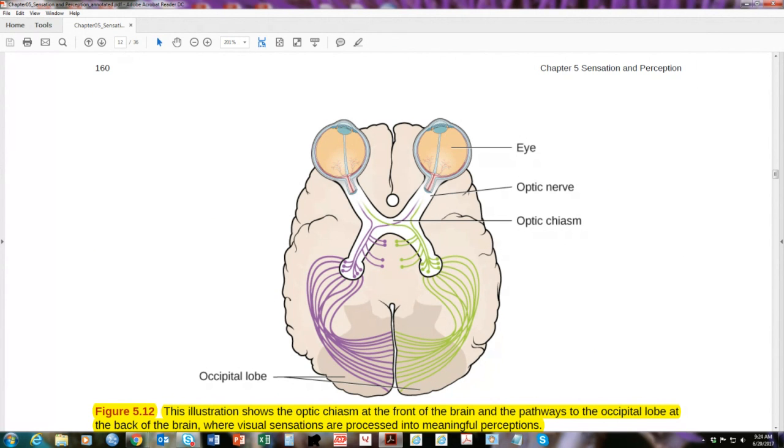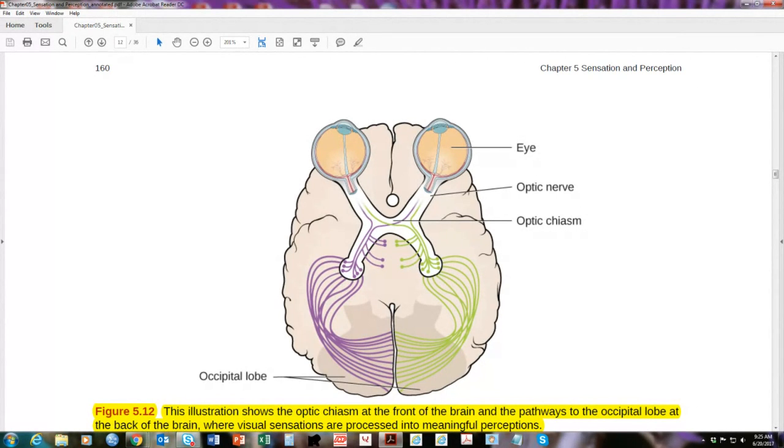Now, the optic chiasm is this structure here. Chiasm means crossover point. So what you have is essentially axons from the left hemiretina crossing over from the right to the left hemisphere, and vice versa, from the right hemiretina crossing over to the right hemisphere. This structure is called the optic nerve between the eye and the optic chiasm. Past the optic chiasm, this structure is called the optic tract.